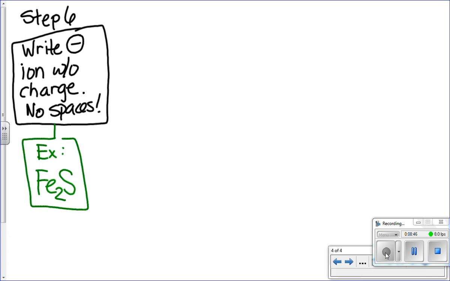And then what do you think we'll do for our step 7? We'll put a 3 on the S. Very good. So step 7 is we'll write the number by the left arrow as a subscript.